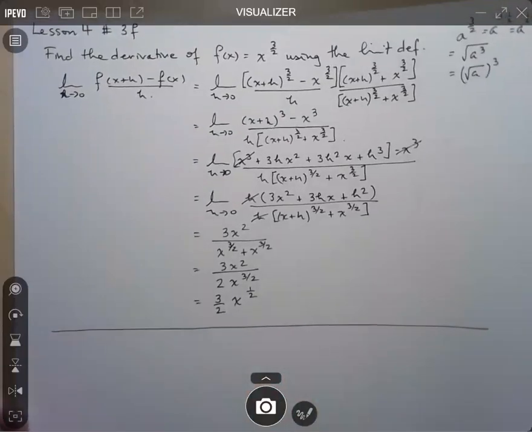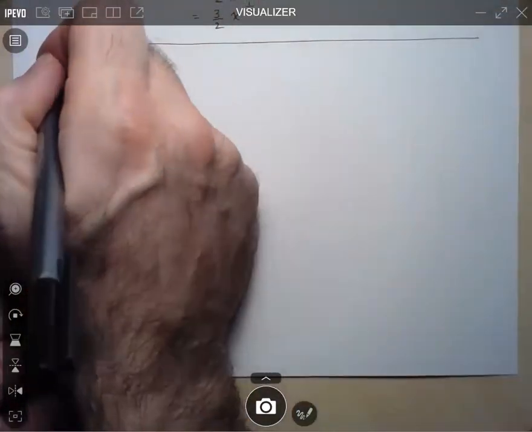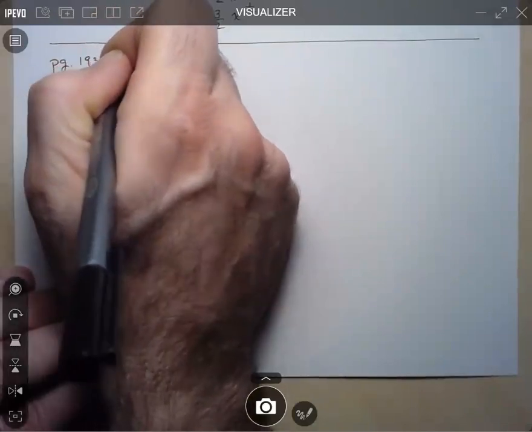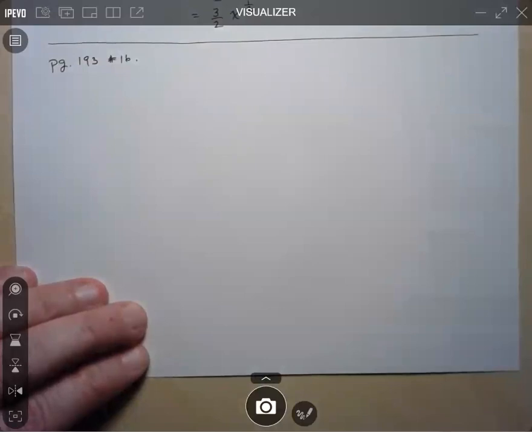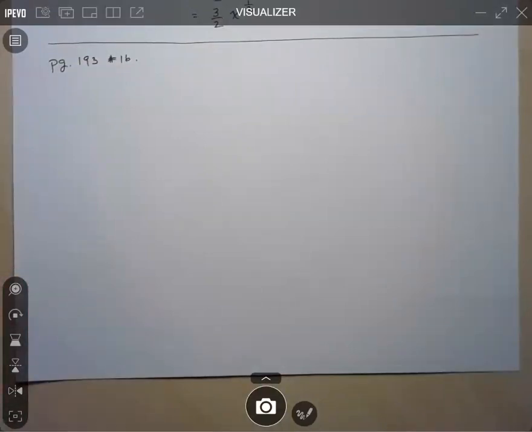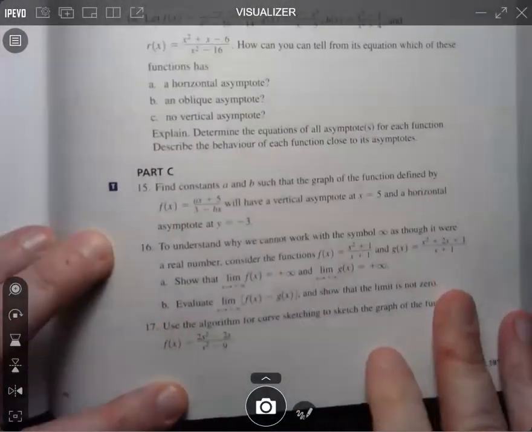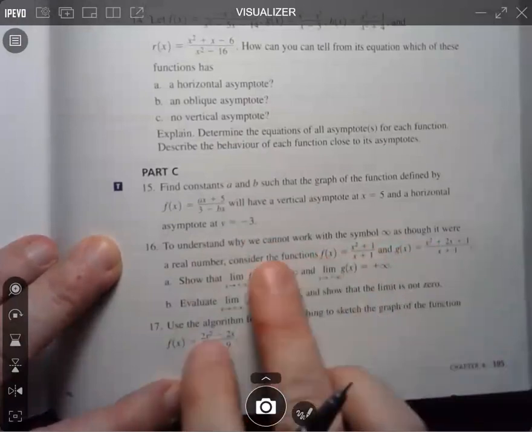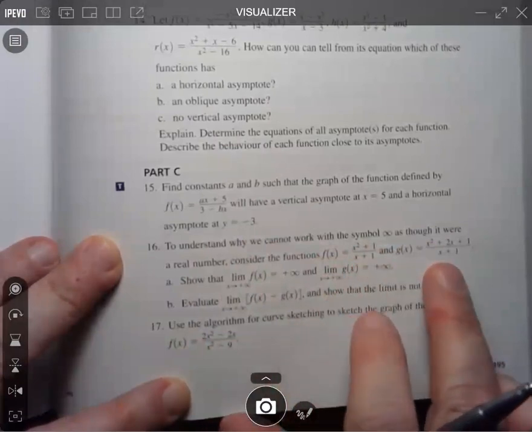So page 193, number 16. All right, let me just find that in the textbook. Okay, so here, let me show it. It's a little on the long side. Let's see what it's asking us to do. It says, to understand why we cannot work with the symbol infinity as though it was a real number, they're asking us to consider these two functions here.